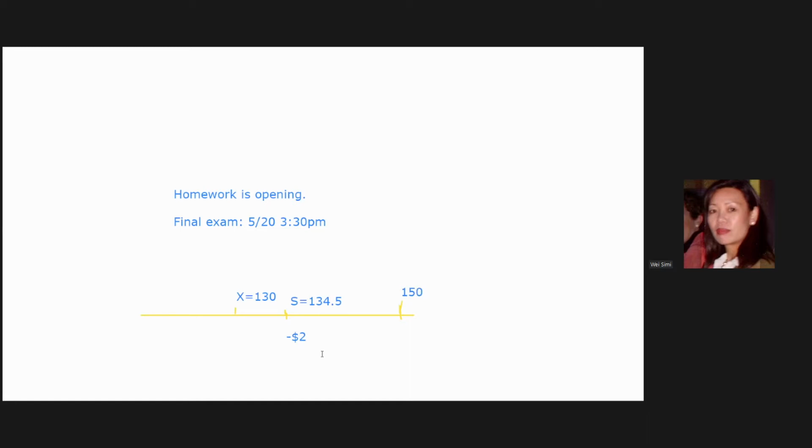You pay $2 per share, but you still have the right to buy at 130. No matter what happens to the stock, even if it goes through the roof, you still have the right to buy at 130 in the market. So if the stock is trading at 150 at maturity, you still buy at 130. The difference is $20 per share. You subtract the $2 you paid for the option, so you make $18 per share.